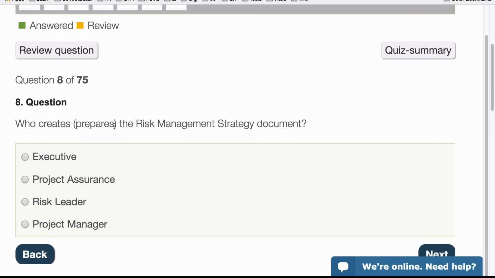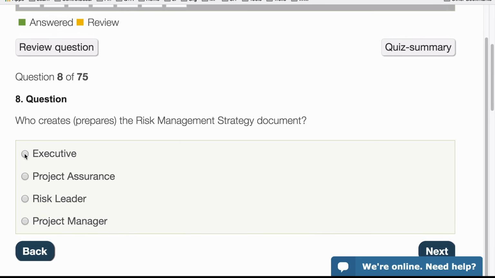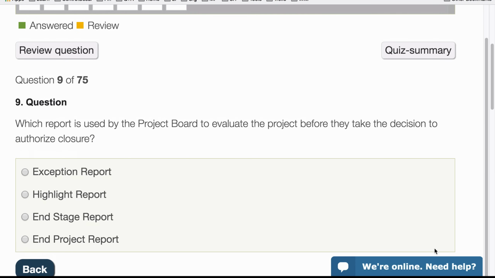Who creates or who prepares the risk management strategy document? So that's done in the planning or the initiation phase, and it's not done by the executive project assurance. We don't have that role here in PRINCE2, so it's the project manager that does it. What they do actually is they download the template and they will update it. So that's number 8.